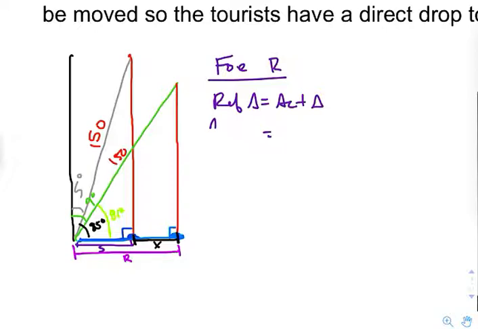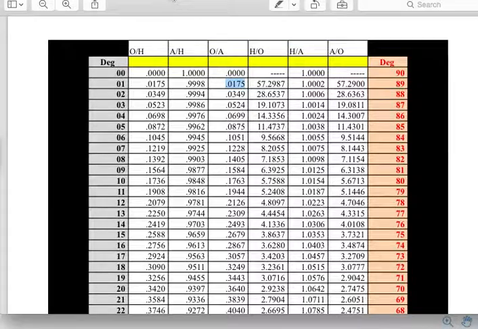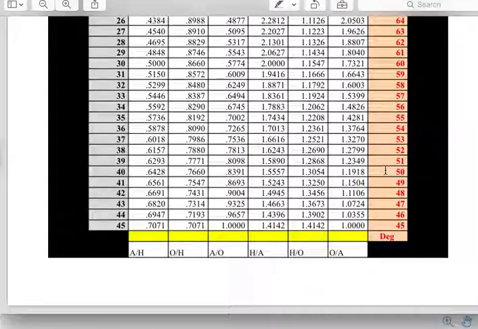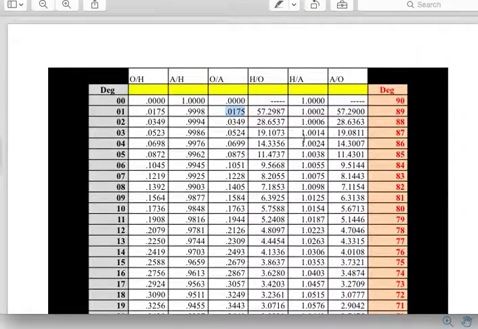I need adjacent over hypotenuse, in this case for 81 degrees. Then adjacent over hypotenuse for 81 degrees. And those should be the same, of course. In my actual triangle, my adjacent is my R, the big distance. My hypotenuse is 150. Let's go here. Now, certainly 81 should be right from the top, but I'm sorry, from the bottom. I need A over H, which is the very first column. So 81 degrees for A over H, 0.1564.